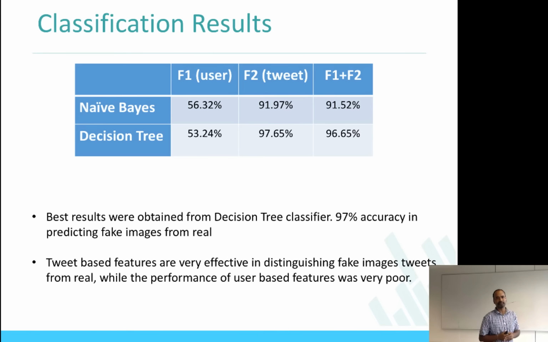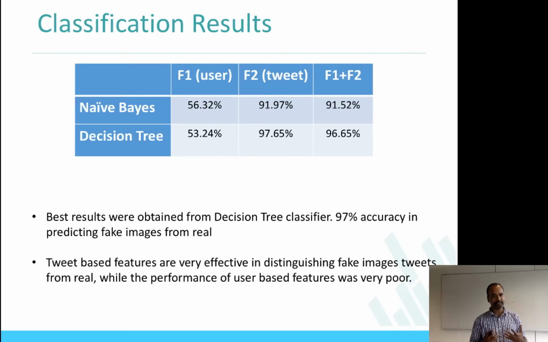Now let's look at the results from the classification that we did. As I said, F1 is the user features and F2 is the tweet features, and in classification we can use F1 and F2 separately and also create the combined features F1 plus F2. Two techniques were applied. One is naive Bayes, which uses Bayes' theorem to find out whether a particular post is legitimate or fake, and which features influence the decision a lot. The other is decision tree, a graph-based technique where all the outcomes and probabilities are laid out in the form of a graph. It's a very popular machine learning technique applied to make decisions.